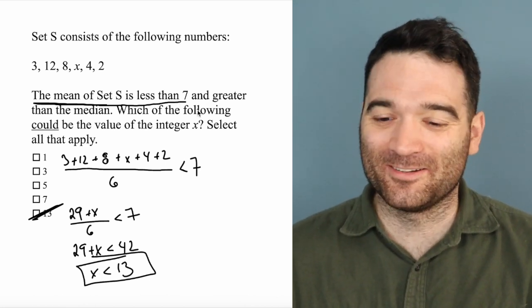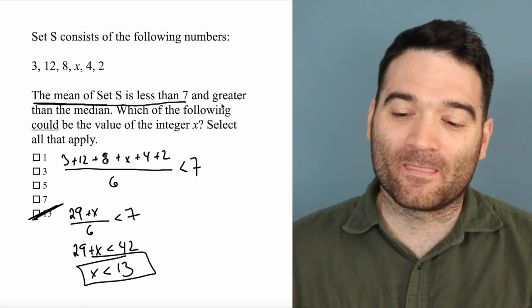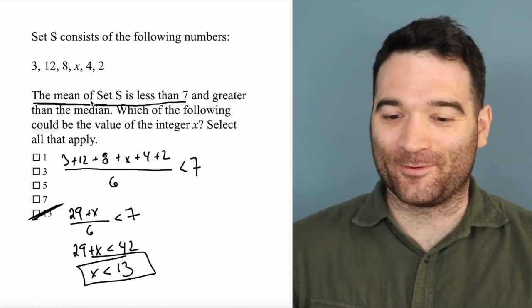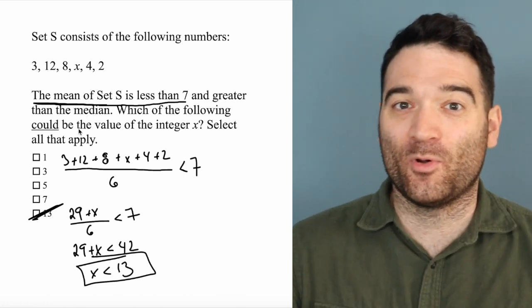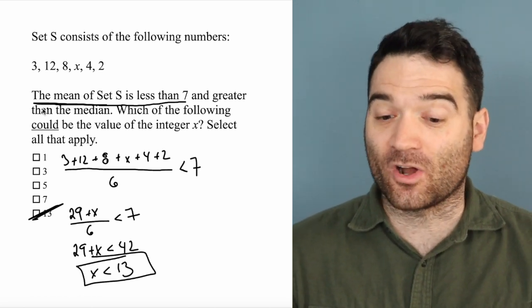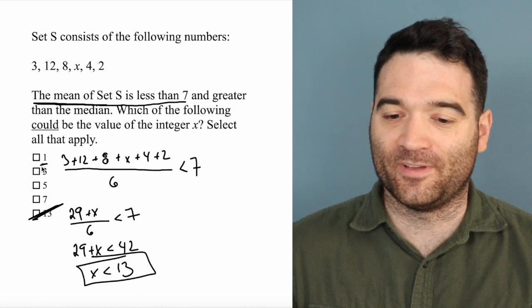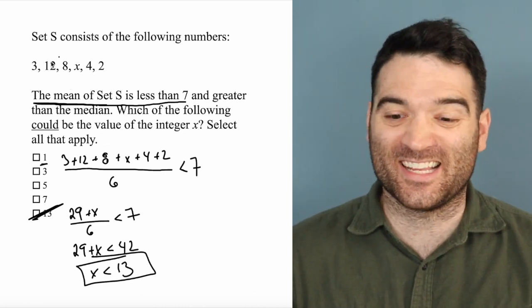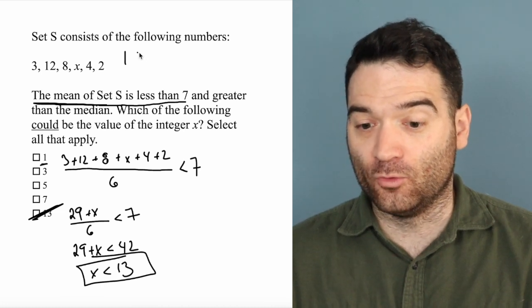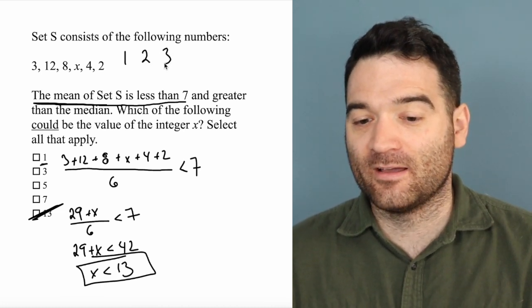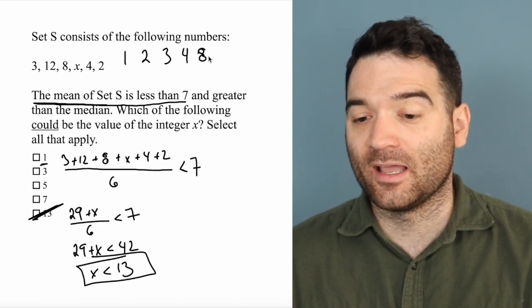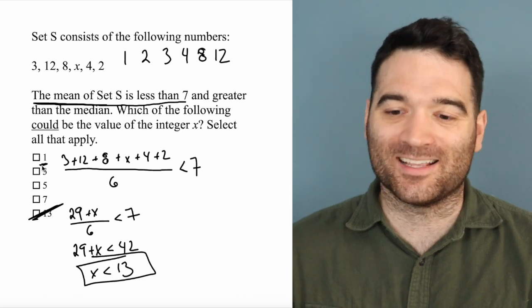Let's deal with this second part. This part's a little more tricky. The mean has to be greater than the median, but it's a little bit of a moving target, right? Because depending on what I put in for x, the mean's going to change and the median's going to change. So let's actually start at the bottom. Let's start with the lowest possible value that they offer us. And I'm actually going to rewrite this in ascending order. So if I write 1, 2, 3, 4, 8, and 12. I'm plugging in 1 as x here.